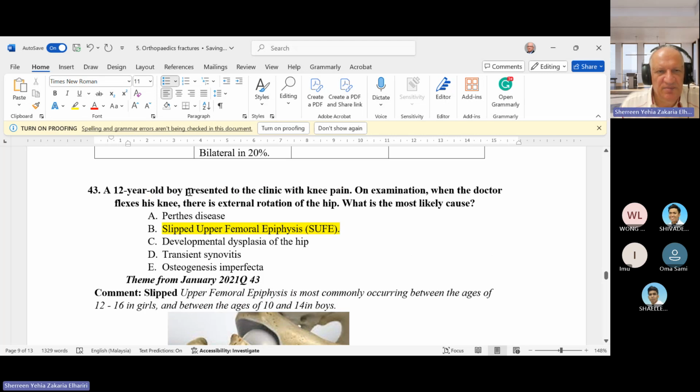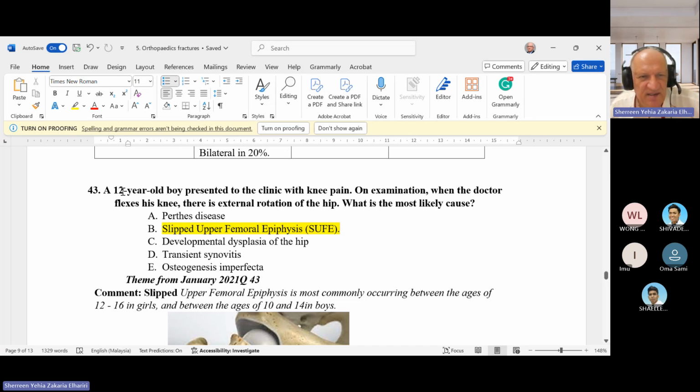A 12-year-old boy presents to the clinic with knee pain. On examination, when the doctor flexes the knee, there is external rotation. What is the most likely cause? It is important first to know that hip pain can be referred to the knee, and knee pain referred to the hip, because the innervation is shared. So if the patient has a knee problem, he may have a hip joint problem, and if he has a hip joint problem, he can have knee pain also.